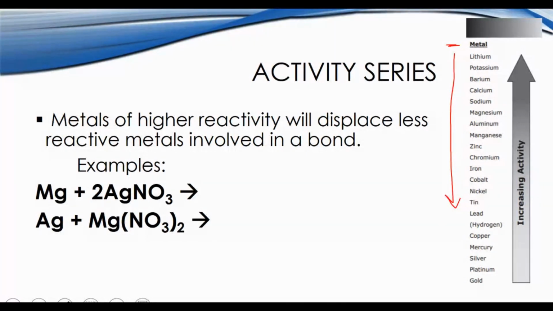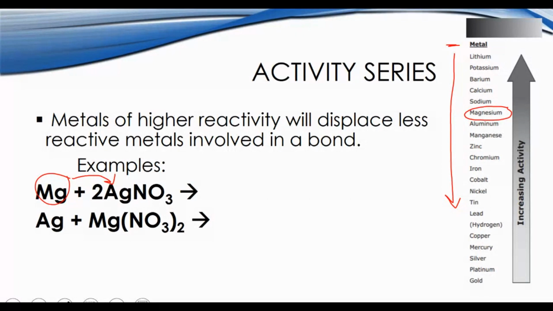Magnesium plus silver nitrate. Let's find magnesium on the activity series. Magnesium is located right there. Now, the question is, will magnesium be able to displace silver? And why am I focusing on single? Again, because metals displace metals, non-metals displace non-metals. So, magnesium's a metal and silver is a metal. So we're dealing with those two.